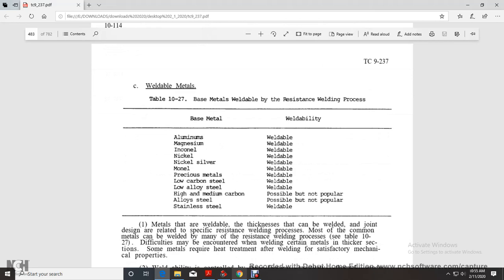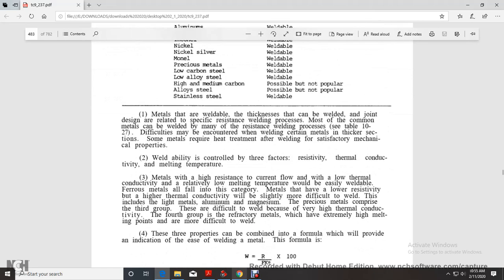Table 1027 shows the base metals weldable with the resistance processes, the thickness that can be welded, and the joint designs related to a specific resistance welding process. Most of the common metals can be welded with many of the resistance welding processes. See Table 1027. Difficulties are encountered with welding certain metals in thicker sections, and some metals require treatment to obtain satisfactory mechanical properties.